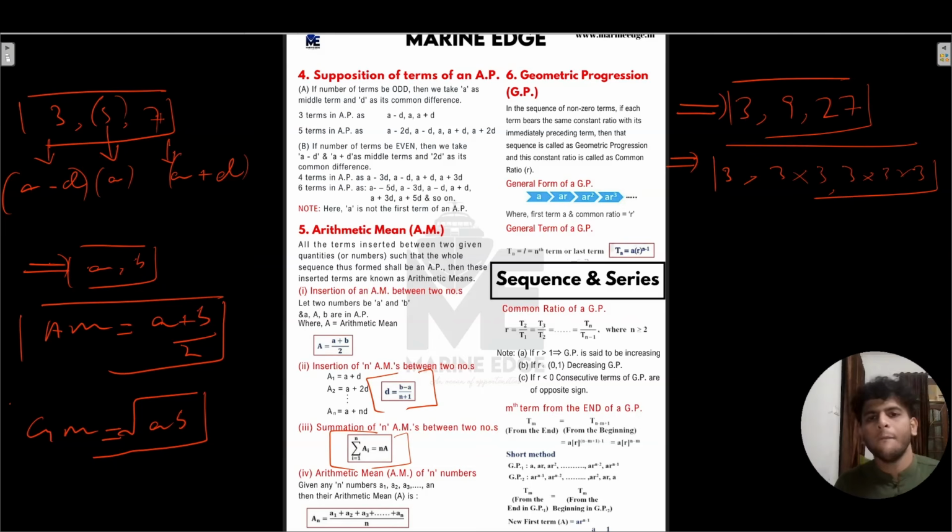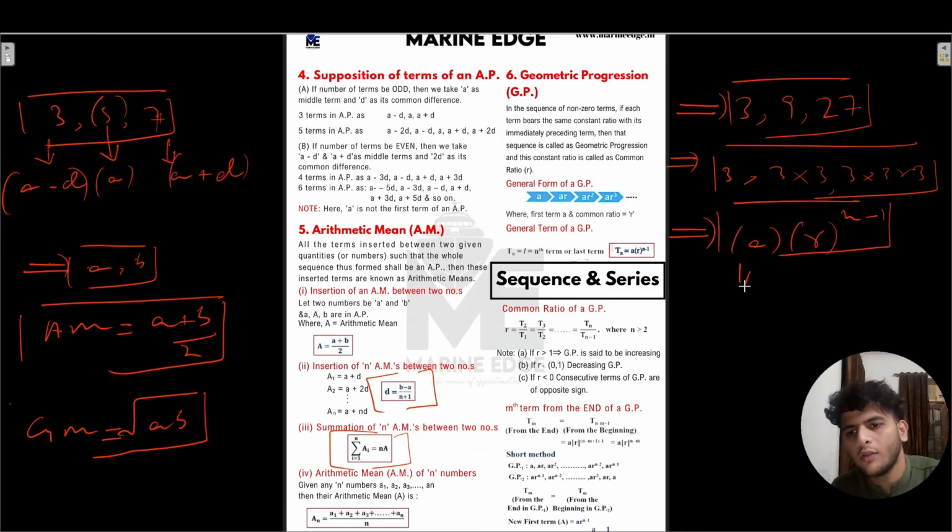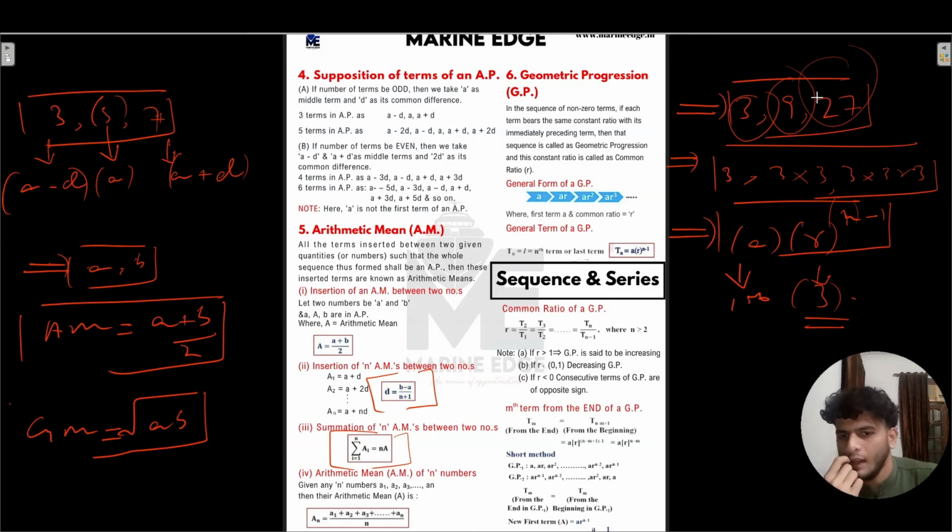Now the geometric progression is represented by the term a r to the power n minus 1. Here a is the first term, and r is the common ratio, the ratio by which successive numbers are multiplied, which is 3 in this case. And n is the index of the number. For the number 3, the index is 1, this is 2, this is 3. So n is the index of the number.